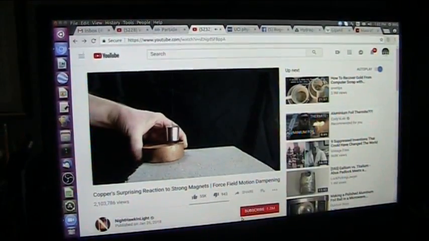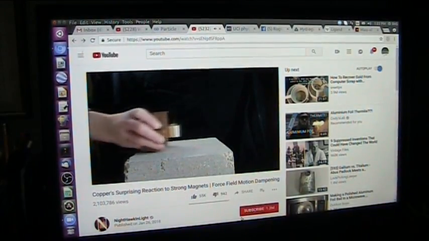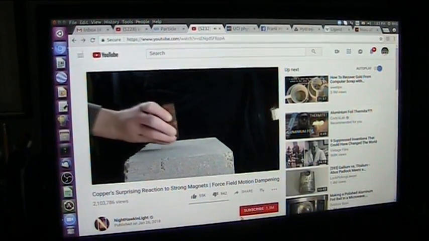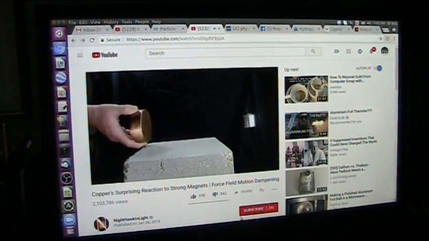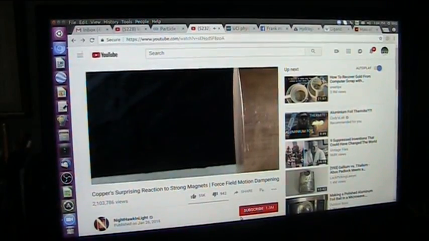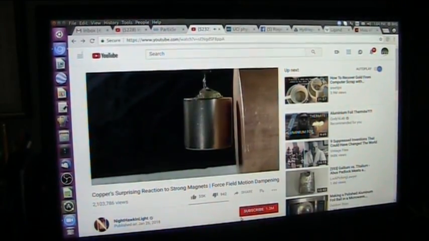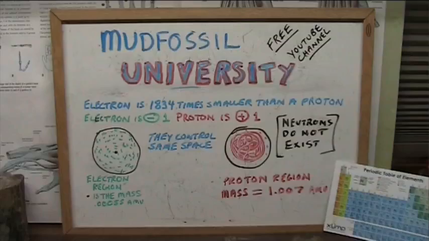All right, this video is by Nighthawken Light, and it displays exactly the interaction between copper and magnets, which is the electron clouds that surround things. And I'm going to explain it in great detail very shortly. You have to understand the basic items we're dealing with, which is atoms, electrons, and protons.